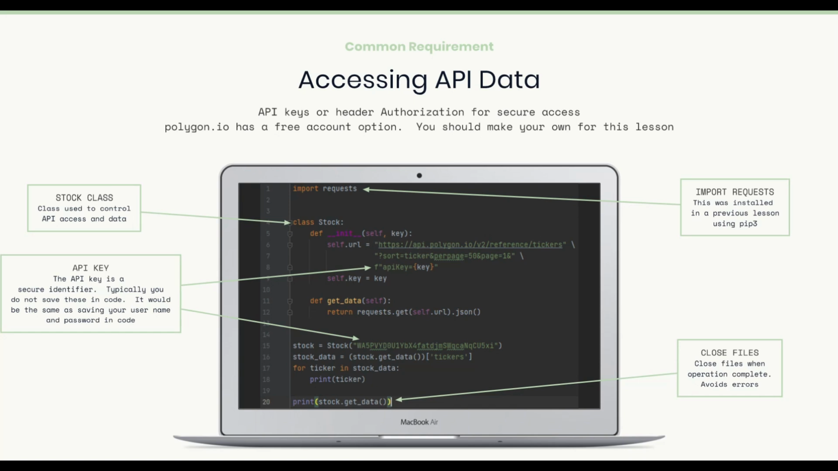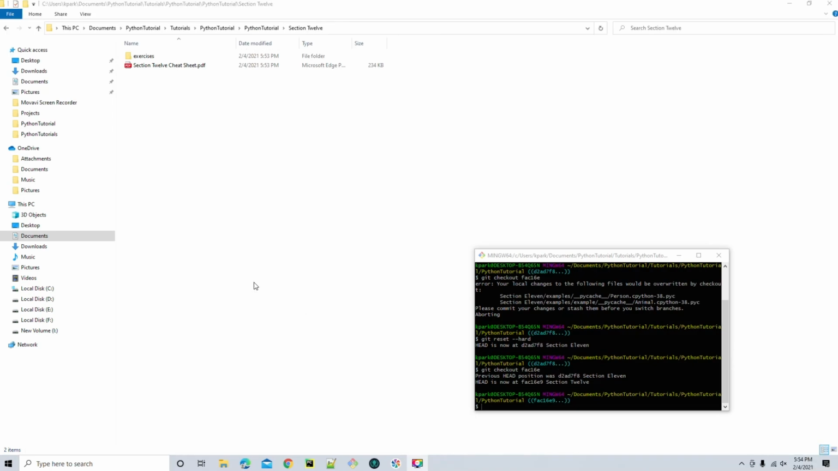All right, let's jump into the lab environment and take a quick look. All right, here we are in the lab environment. You can see that I've already checked out the correct section. Now I did have to do a reset hard to get rid of my unintended changes I made in section 11, and then check out section 12, which was commit code FAC16E. Well, let's take a quick look at the cheat sheet and make sure it's the correct one.